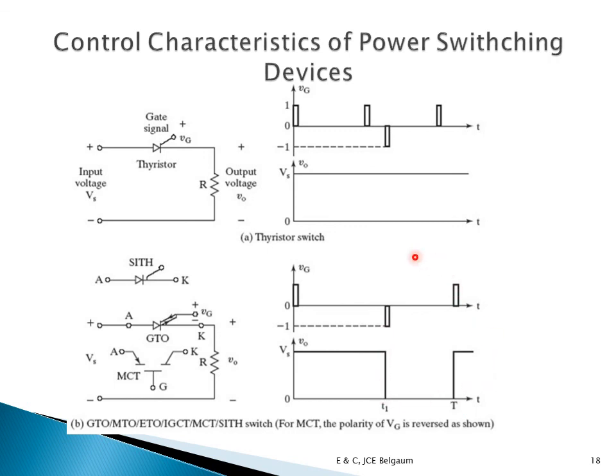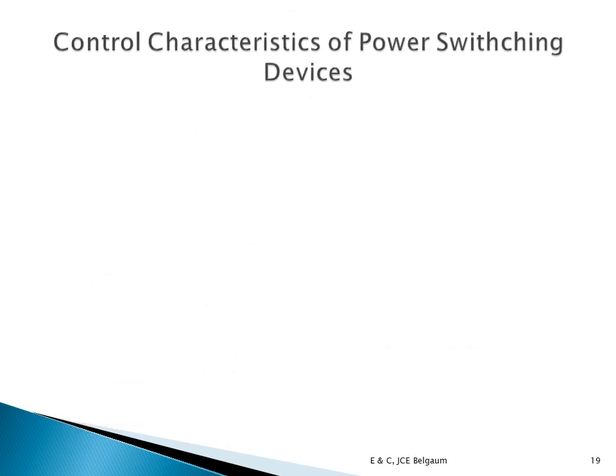So this is the control characteristics of which all devices? This is SCR, SITH, GTO and MCT. So you should draw this particular diagram in the exam if they ask you to draw the control characteristics. If they ask you to draw the VI characteristics, you should draw the first quadrant and third quadrant characteristics. This is the control characteristics.